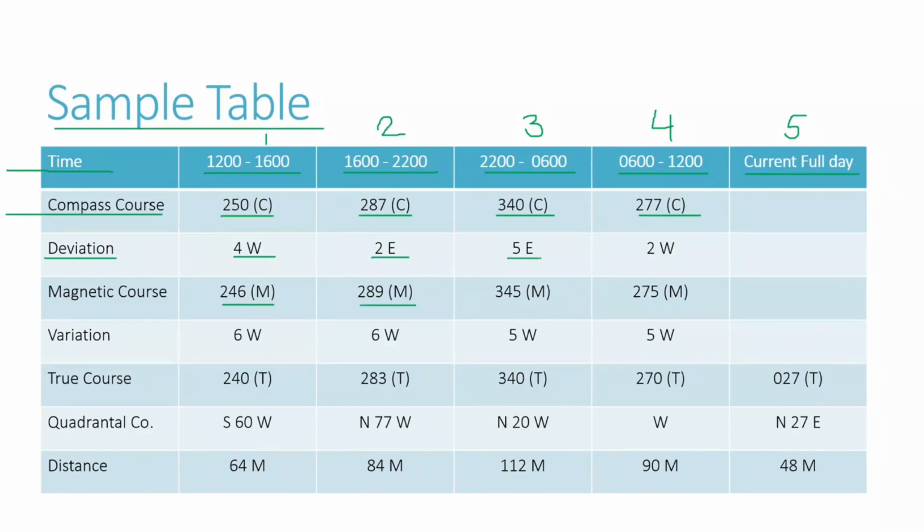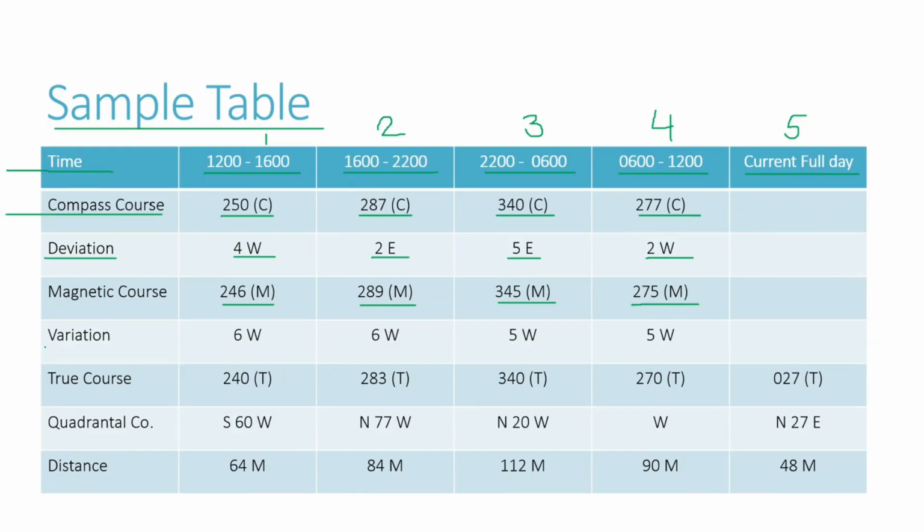Deviation east, compass least. So 340 plus 5 gives us the magnetic course as 345. Again, you have deviation west, compass west, and we get the magnetic course as 275. So हमें सारी की सारी legs पे magnetic courses मिल गए हैं.